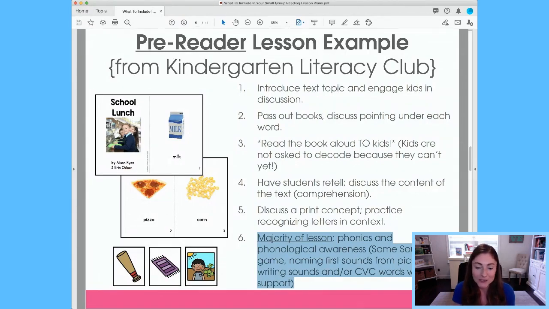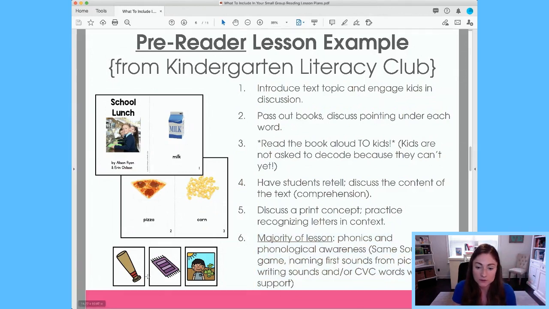Oh, super, I see some kindergarten teachers. This is perfect for you. Shannon, first grade, awesome. So in this particular lesson from the Kindergarten Literacy Club, we were having the kids play the same sound game. So you say 2 words. They might be related to school lunch. And if they start with the same sound, the kids do thumbs up. And if they don't, they do thumbs down. Okay, so that's one thing you could do.